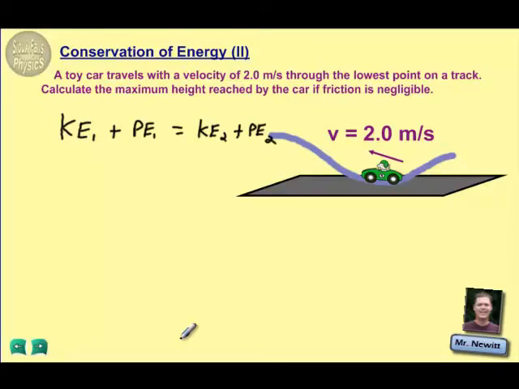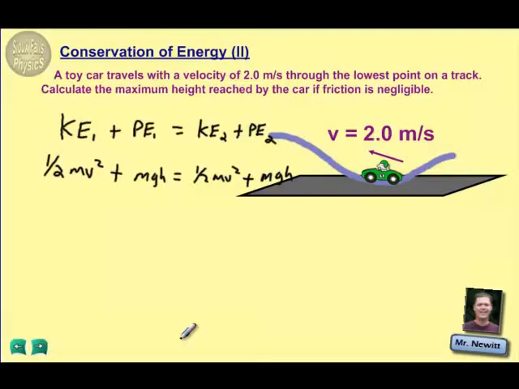All right, so kinetic energy to start with, again, is going to be 1/2 mv squared. The potential energy that we start with would be equal to mgh. Kinetic energy that we end with, 1/2 mv squared. Potential energy that we end with is mgh.